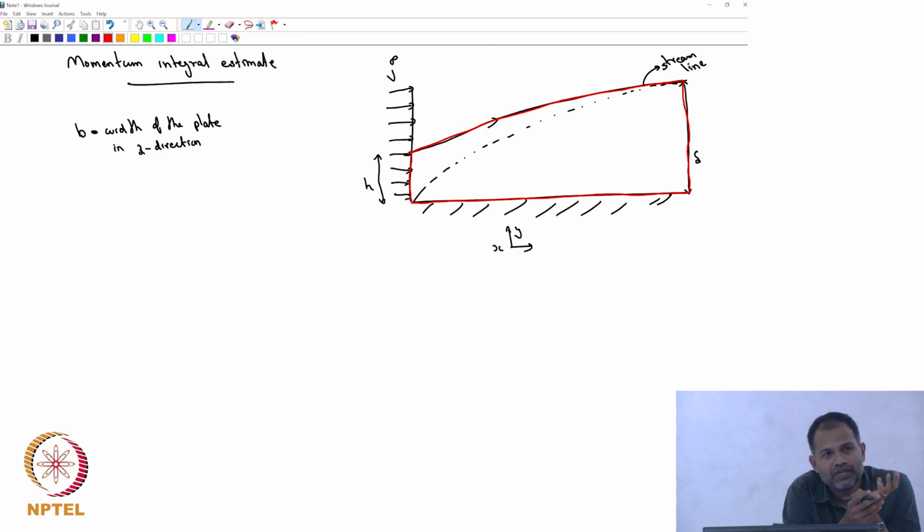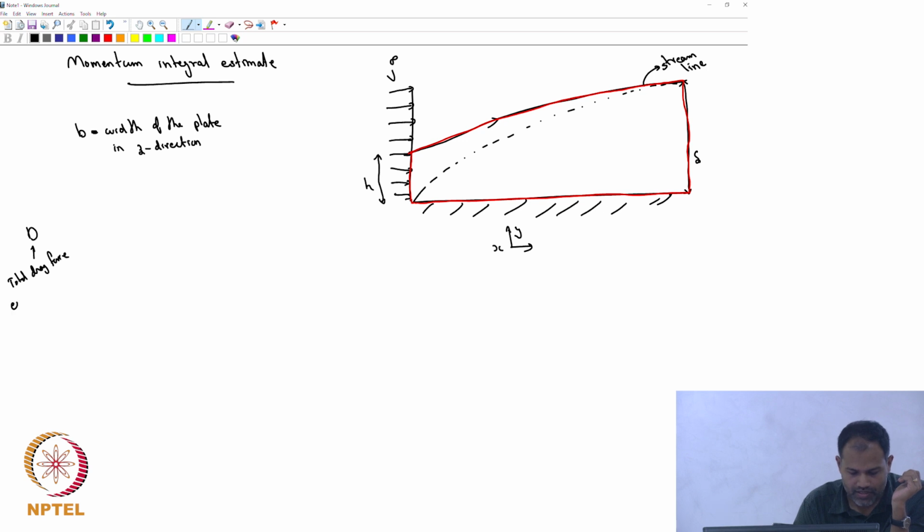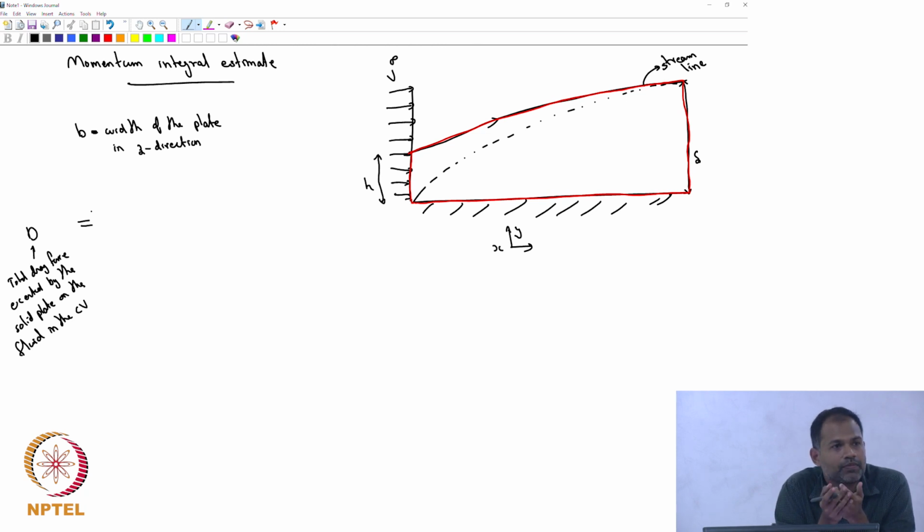So what do we write? Momentum flux in minus out is equal to total forces. The only force, since we are writing it on the fluid, is this: the solid is going to exert some retarding force, some drag force, on the fluid that's flowing. So let me call that force D. What is D? The total drag force exerted by the solid plate on the fluid in the control volume. And that should be equal to the flux in minus flux out.